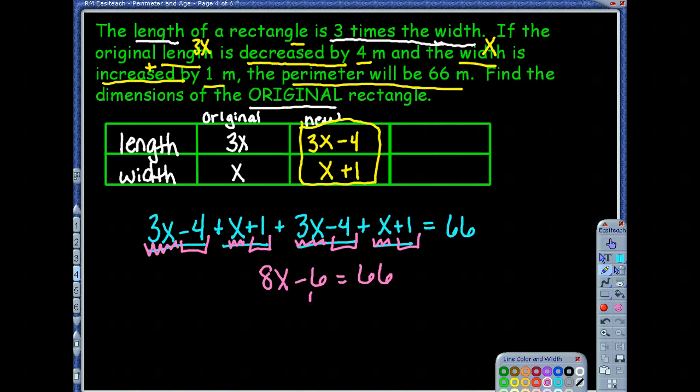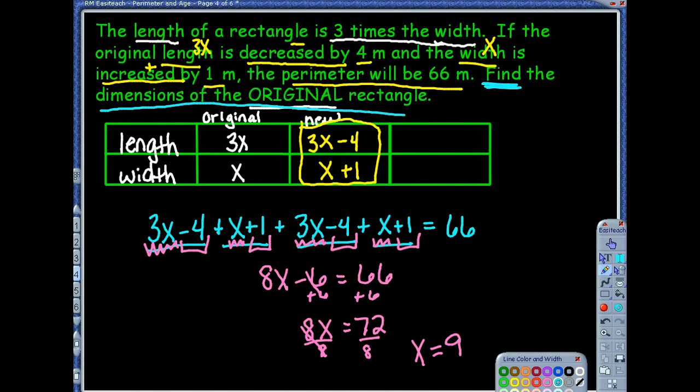And when I go ahead and add our 6 to both sides, I'm left with 8x is equal to 72. And when I divide both sides then by our 8, we're left with x is 9. Again, I'm not done. But now let's go back and let's really read that last sentence again. The last sentence said that we're supposed to find, that's what our answer column is supposed to be, the dimensions of the original rectangle. So I want to go back to these dimensions.